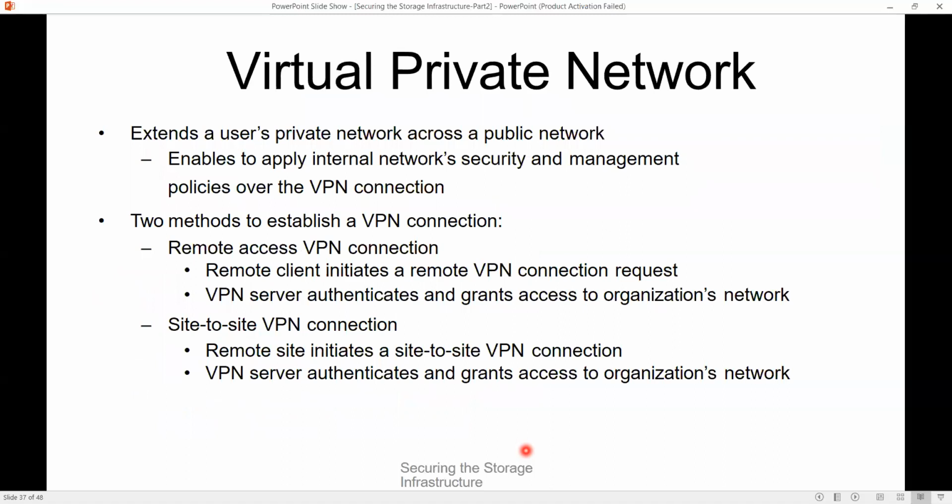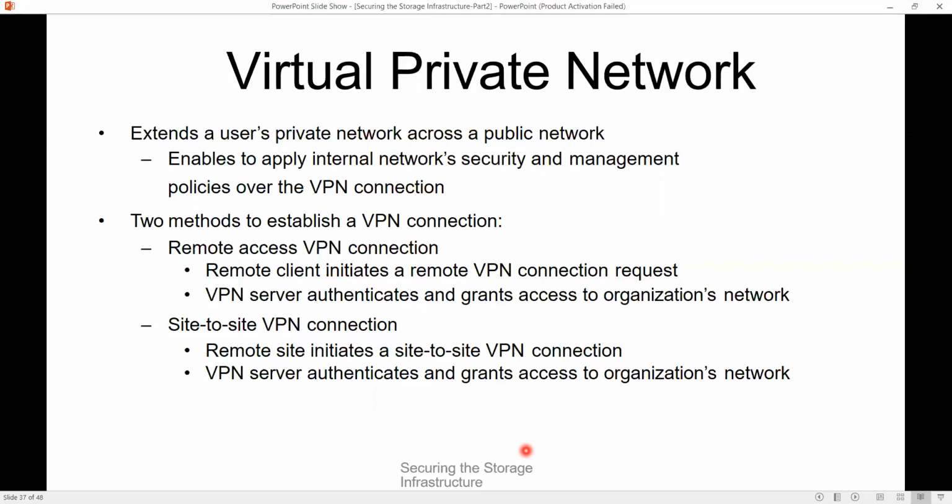Next, we have VPN, virtual private network. This is about extending the users' private network across the public network. What happens when someone has his own network and wants to extend it across the public network, right? It enables applying internal network security and policy management policies over the VPN.